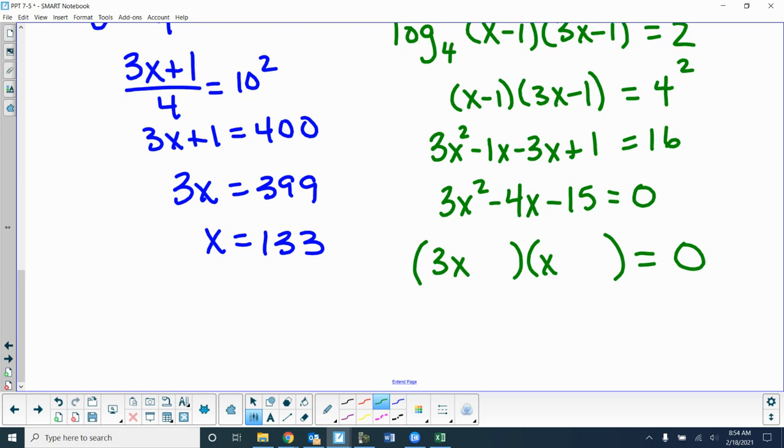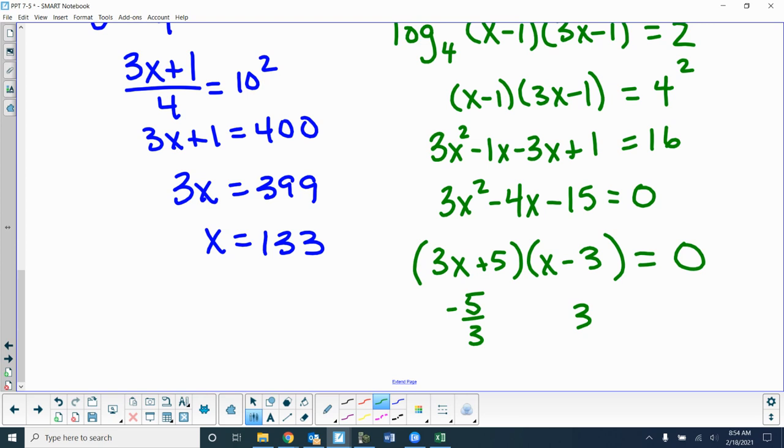I'm gonna go with, maybe it won't factor. 3 and 5, yeah, that works. Minus 3 and a positive 5. So I get negative 5/3 when I set that equal to 0, and I get 3 when I set that equal to 0. Both don't always work, though.